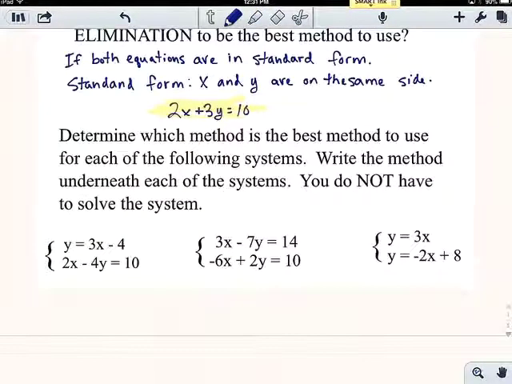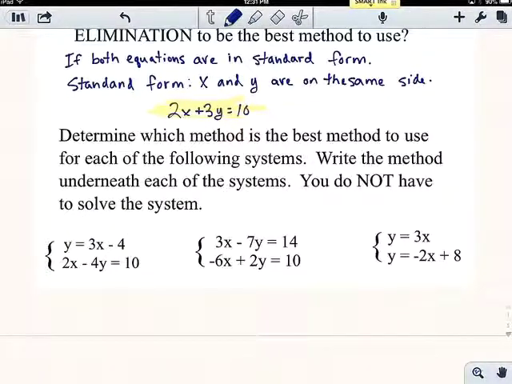Okay, so let's look at these. This says determine which method is the best method to use for each of the following systems. Write the method underneath each of the systems. You do not have to solve the system. So let's look at this first example right here, and I'll just talk through it.